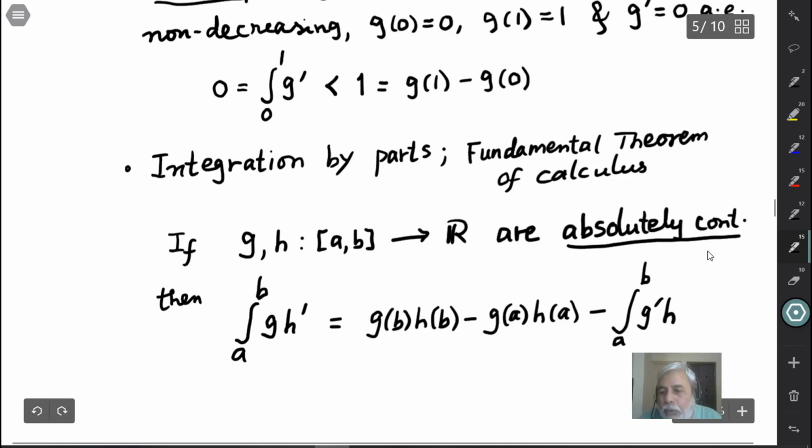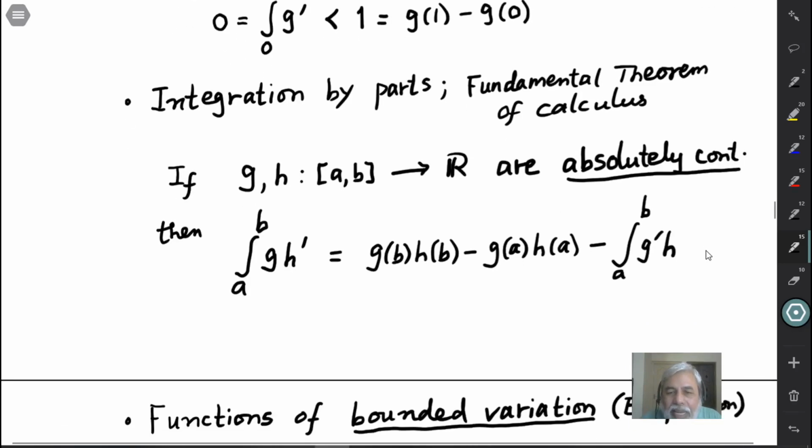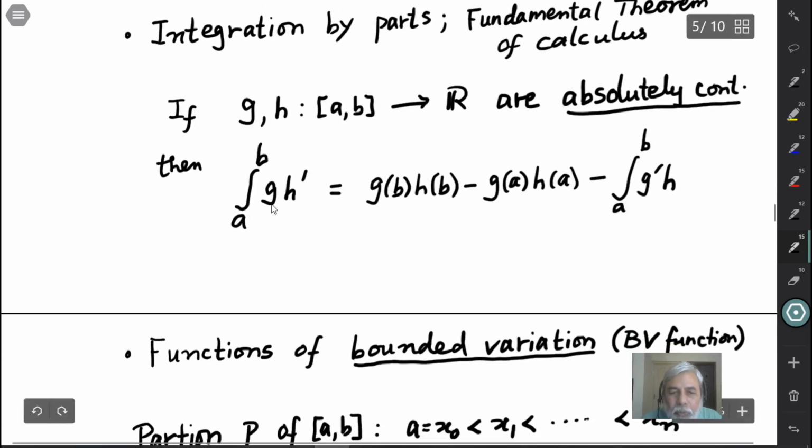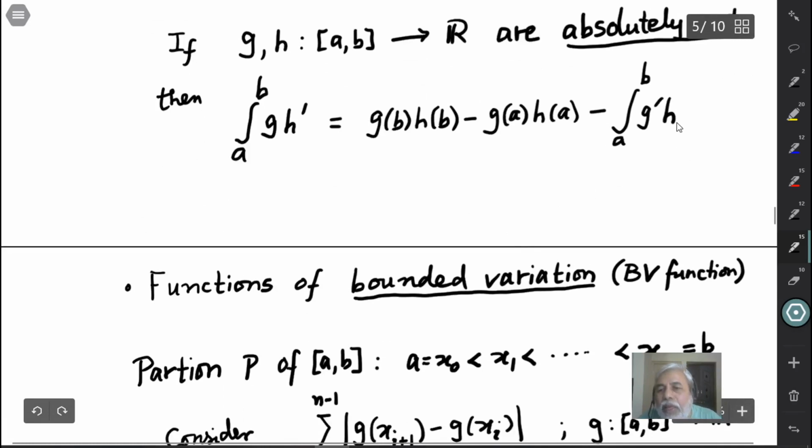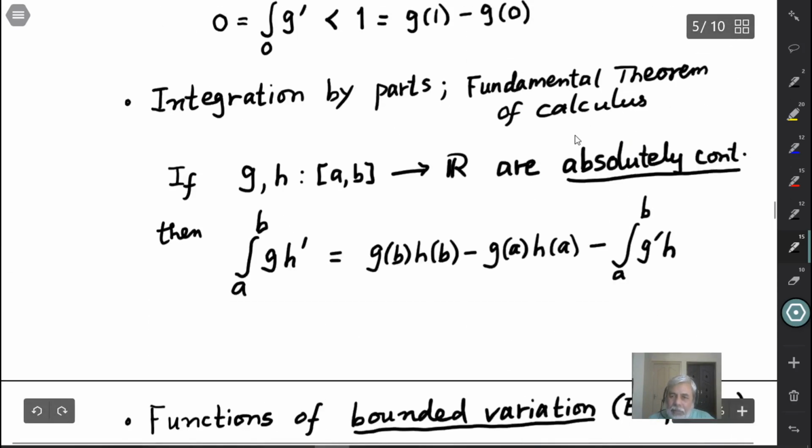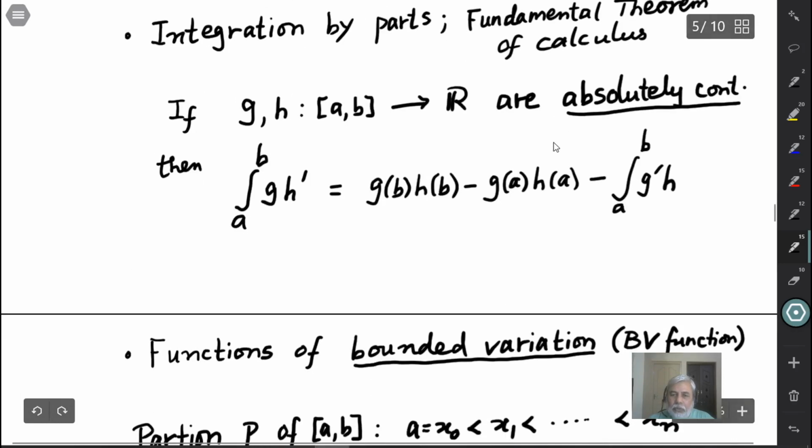So I am not going into details of that definition. Then the integration by parts holds true. Namely, the integral from a to b of g h prime equals g(b)h(b) minus g(a)h(a) minus the integral from a to b of g prime h. If you take, for example, h identically equal to 1, then we see the fundamental theorem of calculus for the Lebesgue integral. So that holds true.